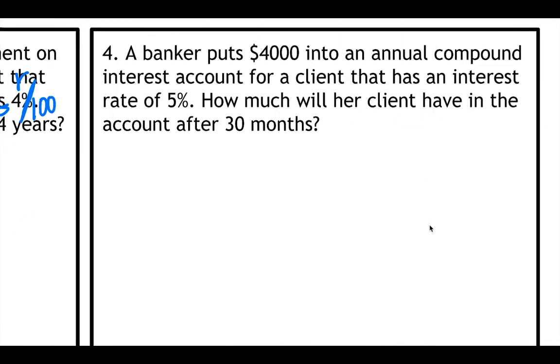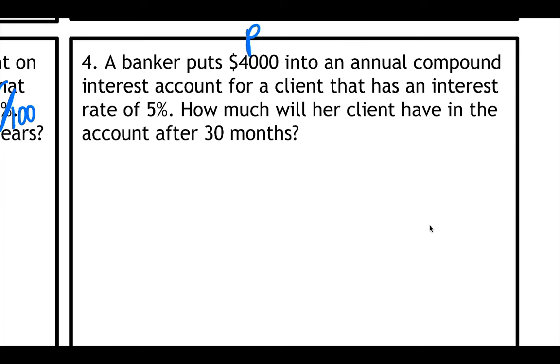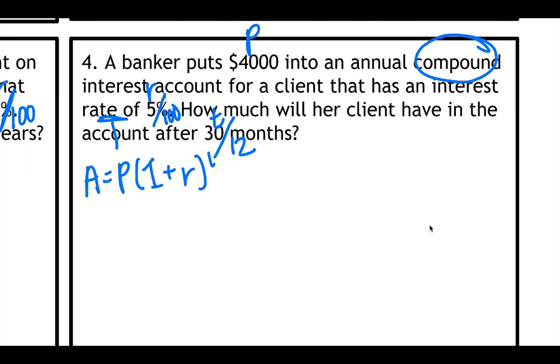Okay, so this was principal, compounded, rate over 100, T for time over 12 because it's in months, and capital T for total. Okay, there we go. And our formula. That looks like an I. I'm making that a T though.